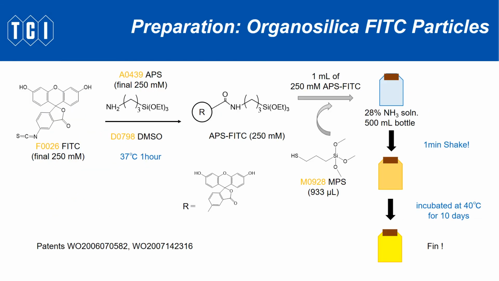This is the production method of organosilica FITC particles. FITC is dissolved in DMF with APS and incubated at 37 degrees for an hour, and 250 millimolar APS-FITC is prepared. 1 milliliter of 250 millimolar APS-FITC and 93 microliters of MPS are dissolved in 500 milliliters of 28% ammonia solution, and the bottle is shaken for 1 minute. The bottle is incubated at 40 degrees for 10 days, and organosilica FITC particles are completed.